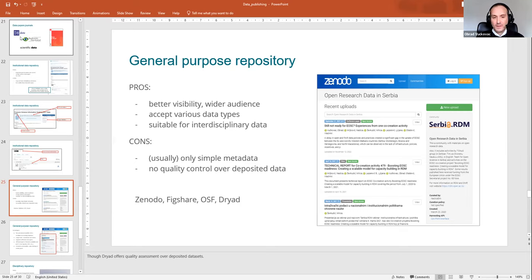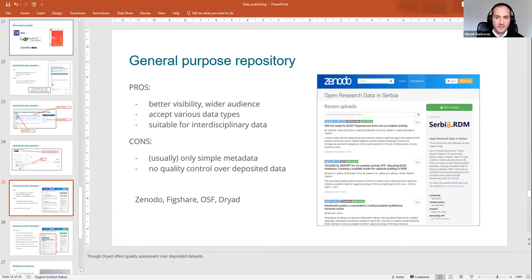And also there is no quality control over deposited data. That is true for Zenodo, for Figshare. Nobody controls what you deposit and what is the quality of metadata. Nobody controls that. And also with OSF, but on Dryad, it is controlled. There is personnel who is more acquainted with this, and your researchers, or data stewards, usually communicate with them, to provide more quality metadata and data.